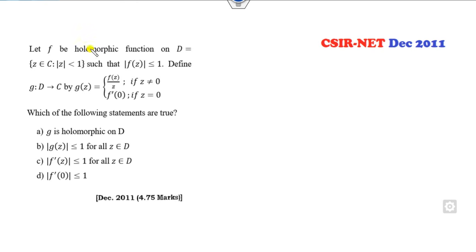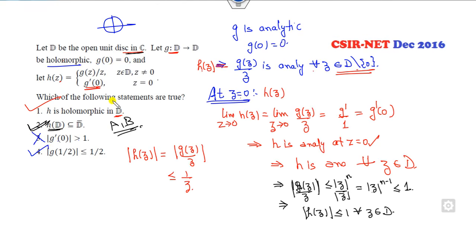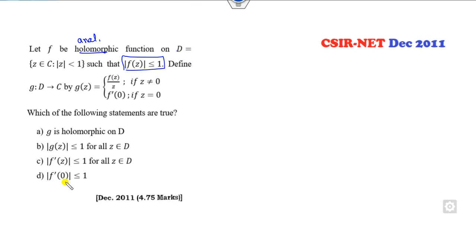Look at this another one. f is a holomorphic function on the domain D such that f is this. Consider a function; which of the following are satisfied? The initial condition is not given to you. Fine. Now in the last question, the initial condition was given to you, then you can easily find the derivative here. But in this case, the initial conditions are not given to you.